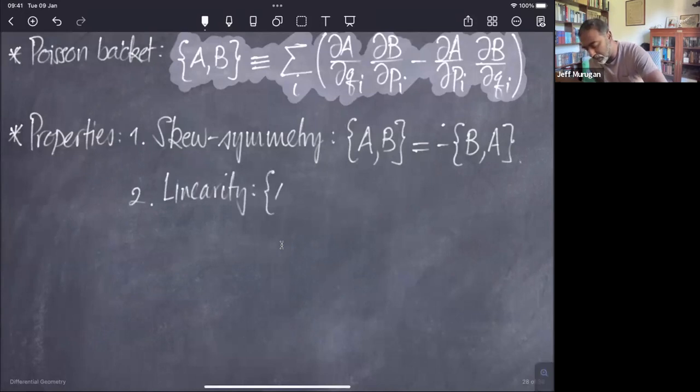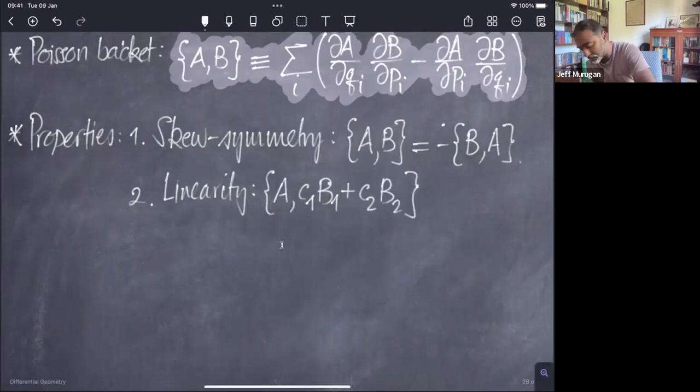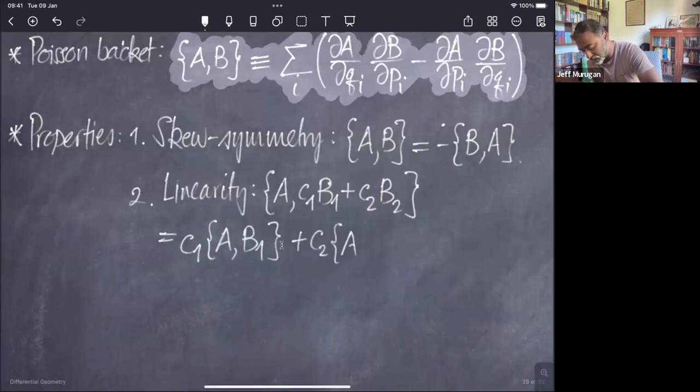By which I mean A bracket C1 B1 plus C2 B2. Obviously, this extends to n objects, is C1 A bracket B1 plus C2 A bracket B2. Both of these things are quite straightforward to show.